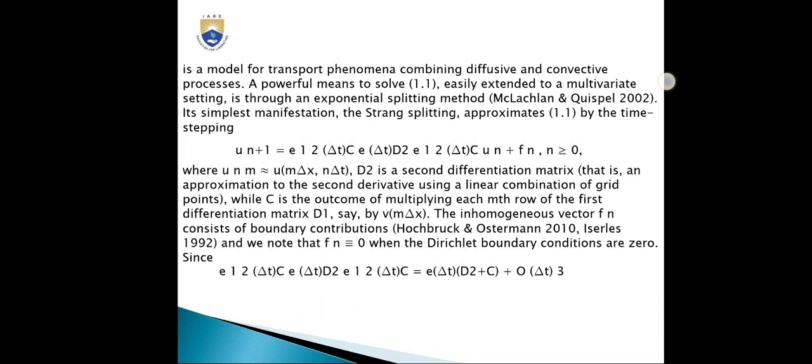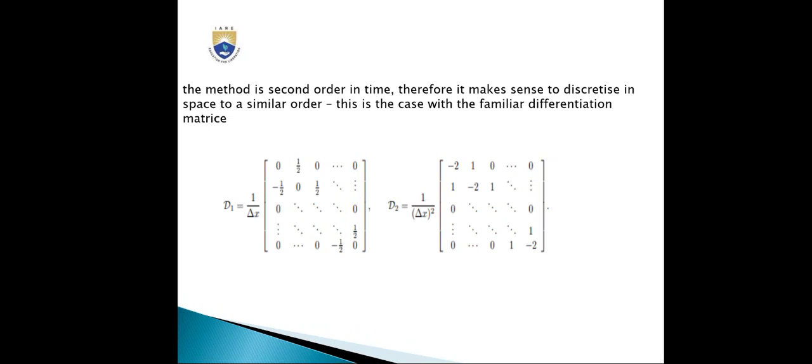Since e^{½ΔtC} e^{ΔtD2} e^{½ΔtC} = e^{Δt(D2+C)} + O(Δt³), the method is second order in time, therefore it makes sense to discretize in space to a similar order.